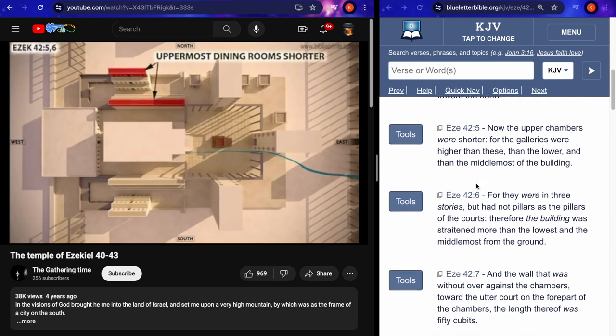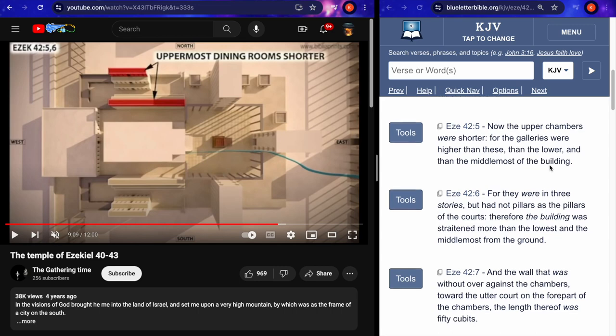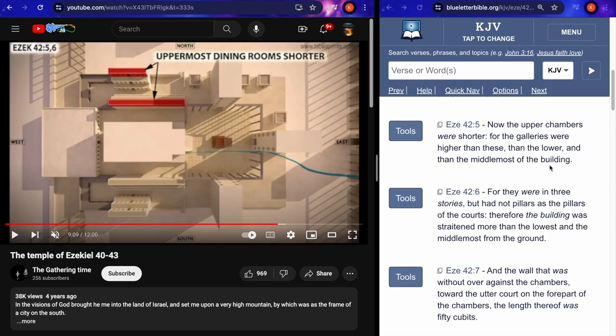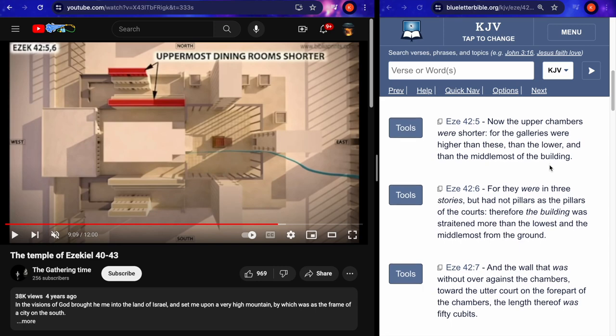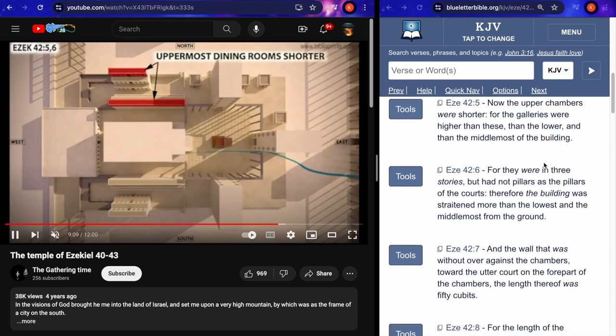Verse 5. Now the upper chambers were shorter, for the galleries were higher than these, than the lower, and than the middlemost of the building. For they were in 3 stories, but had not pillars as the pillars of the courts. Therefore the building was straightened more than the lowest and the middlemost from the ground.